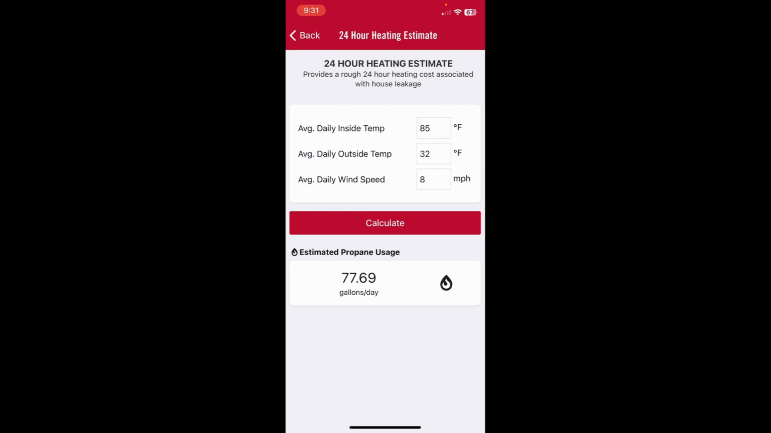Now that's in addition to what the fans are bringing in. But this is extra air that's coming in through the cracks on that windy, cold day that we're going to have to heat up. That's going to increase our heating costs.